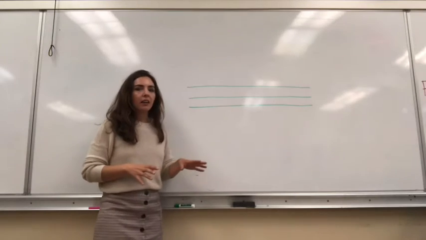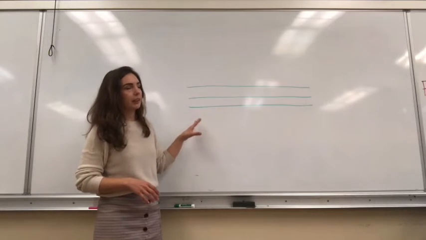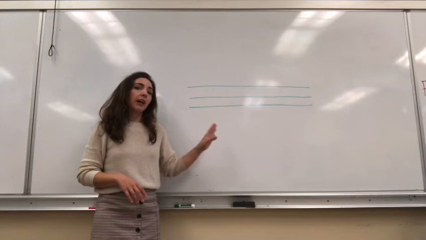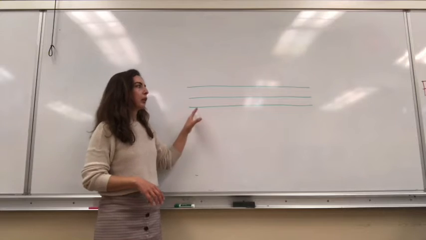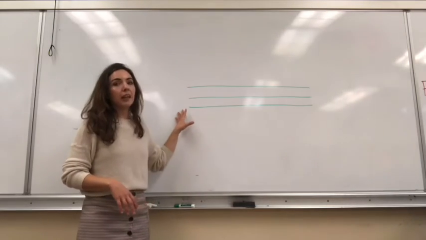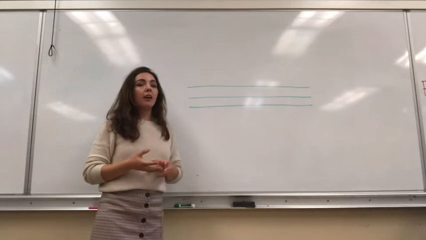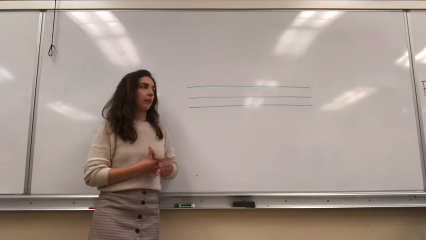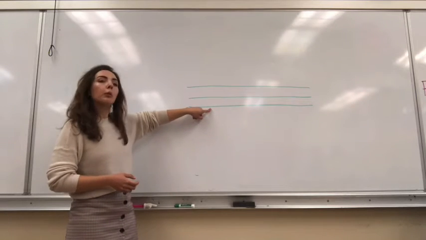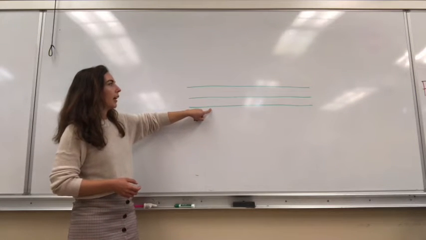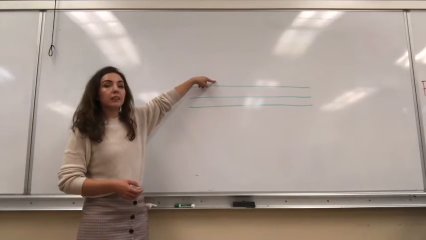So I have on the board a staff. This staff only has 3 lines. Usually a music staff has 5, but we're only going to talk about a few notes today, so we're going to make that staff smaller. A staff, if you don't know or don't remember, is what we write music on. So this staff, the lowest note would be on the bottom of the staff, and the highest note that we're going to use actually goes right above this top line.